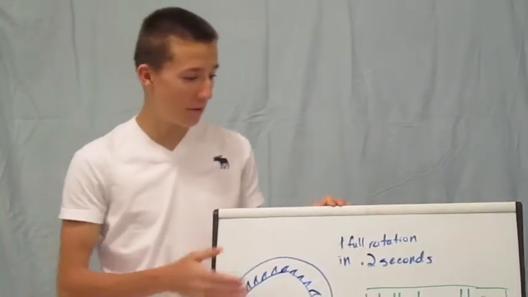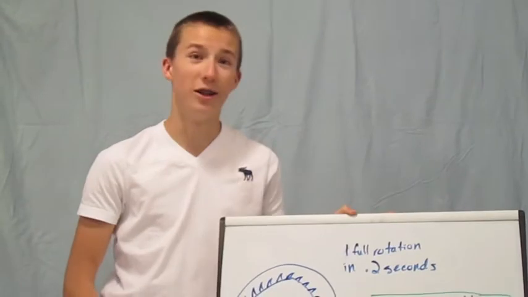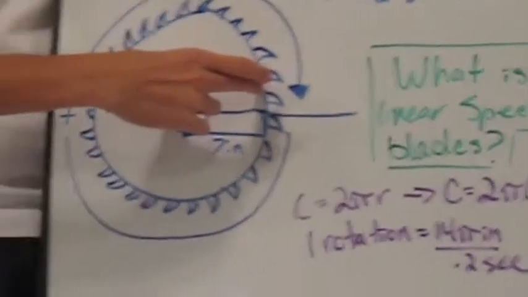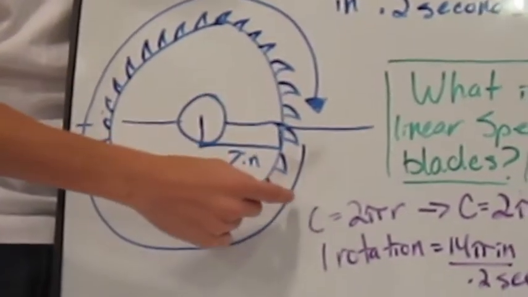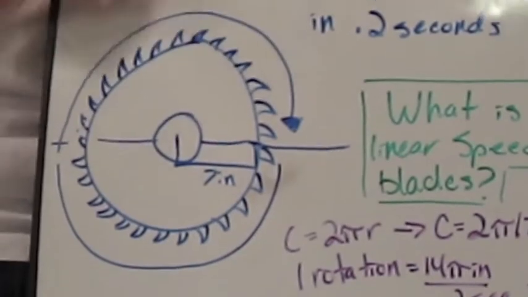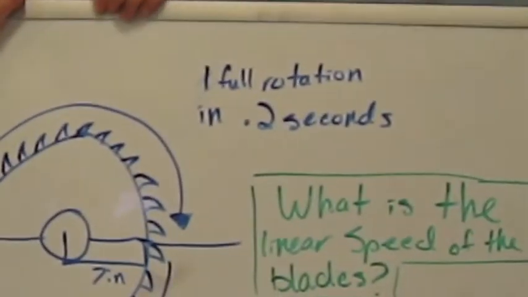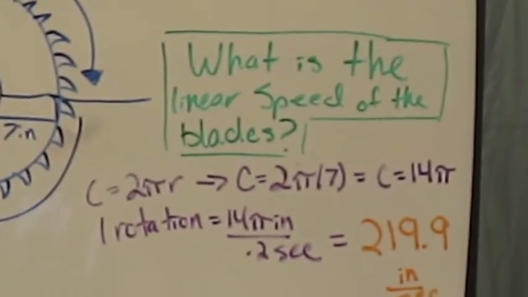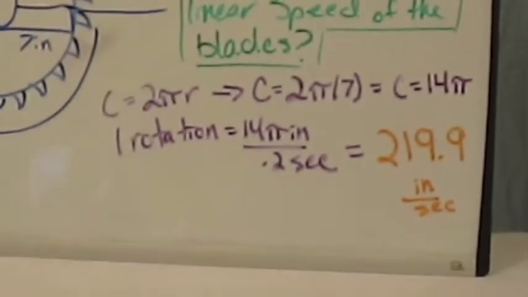Alright, so here we have a pretty simple problem representing linear speed. What we're trying to figure out is how fast this bandsaw is moving. So we know that it has a radius of 7 inches, and it can make one full rotation in 0.2 seconds. So that's pretty fast. Now what we need to do is find this overlying question of what is the linear speed of the blades going past this little section.